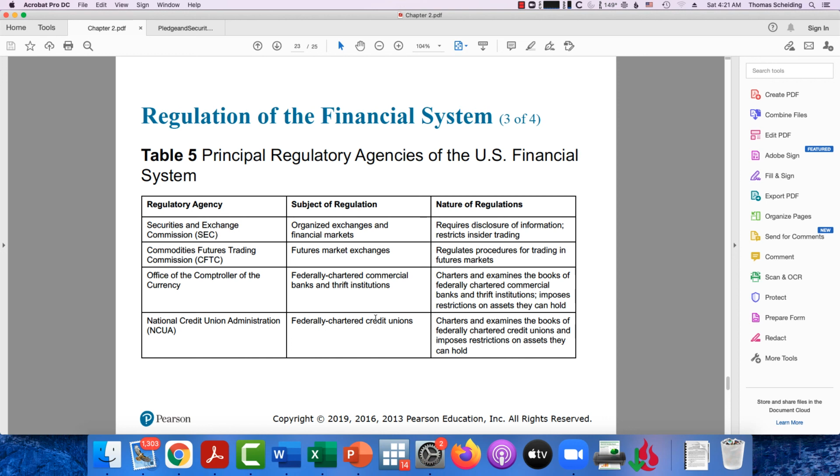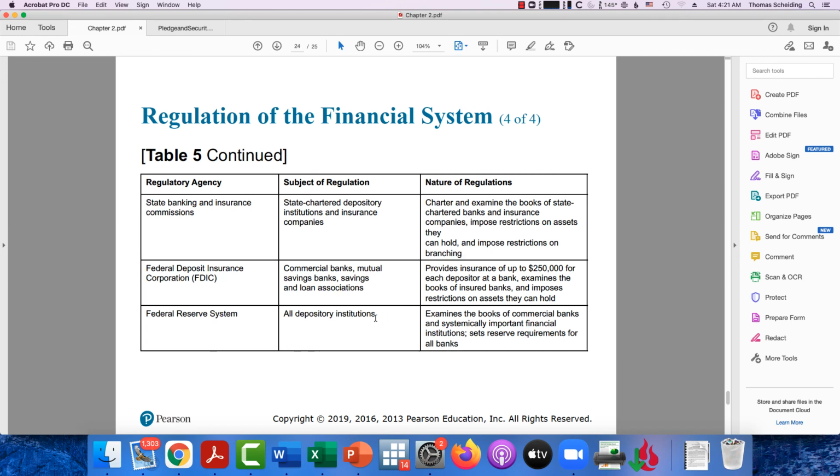Oh, we got the CFTC, sorry. We also have the Commodity Futures Trading Commission, which is basically managing the exchanges. We have the Comptroller of the Currency. That would be the national government regulatory body besides the Federal Reserve that ensures that banks are doing what they're supposed to be doing. We have the NCUA, the National Credit Union Administration, which is actually based out of Madison, Wisconsin, which ensures that credit unions are doing what they're supposed to be doing. Again, as I said before, we've got the state banking and insurance commissions. We have the FDIC and the Federal Reserve System.